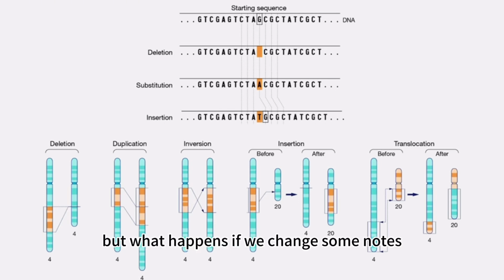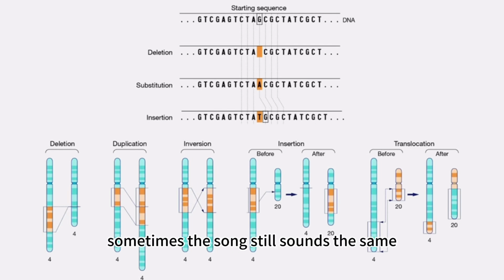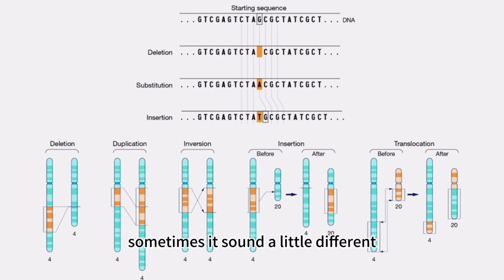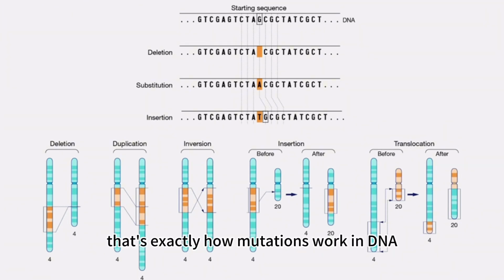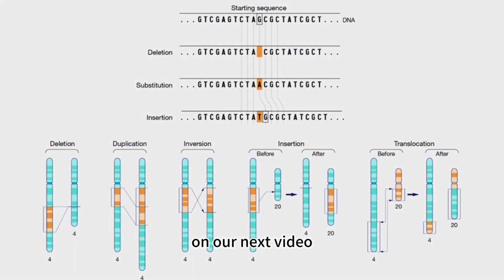But what happens if we change some notes? Sometimes the song still sounds the same. Sometimes it sounds a little different. And other times, the entire tune breaks down. That's exactly how mutations work in DNA. Let's explore this using music as our guide in our next video.